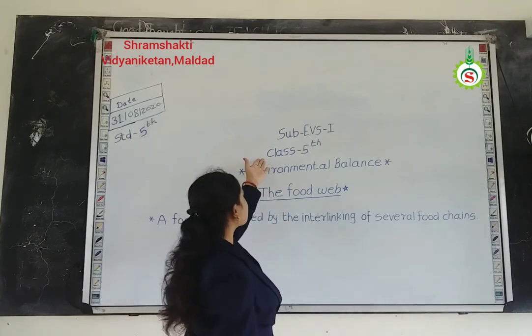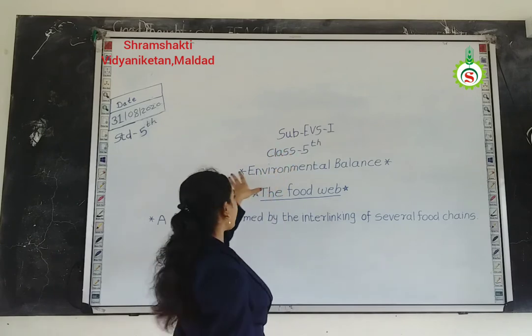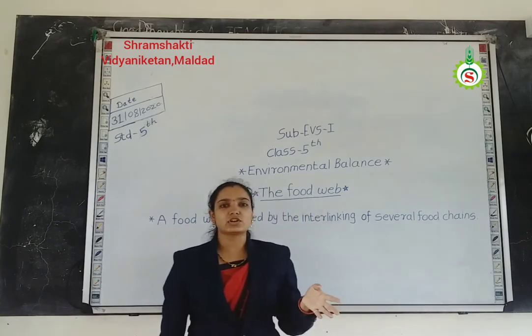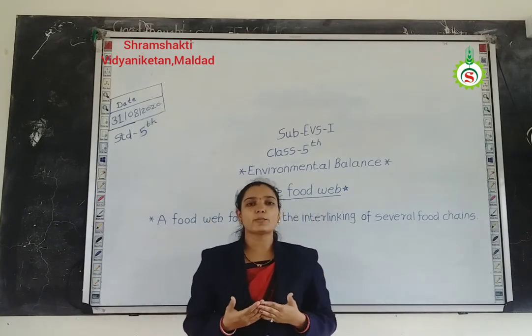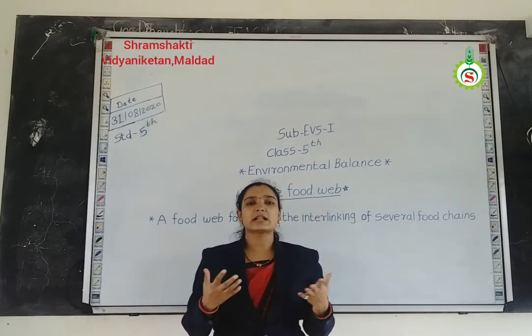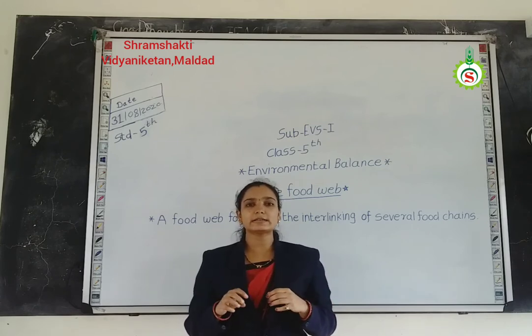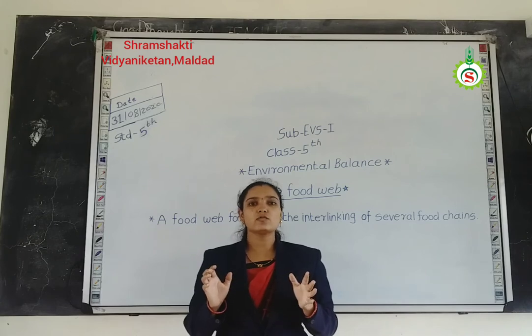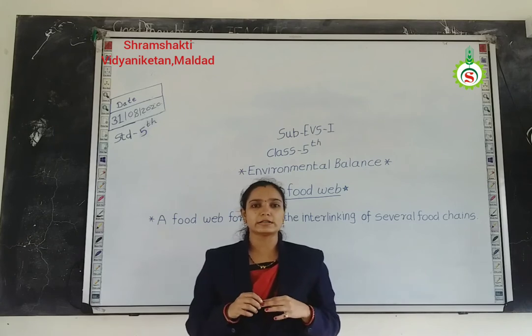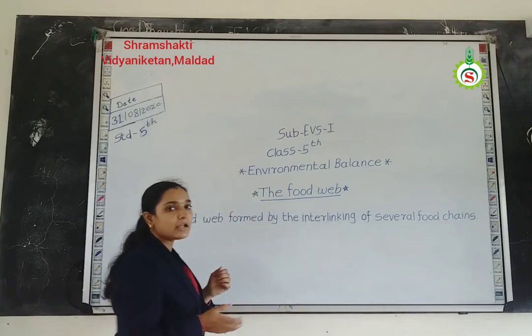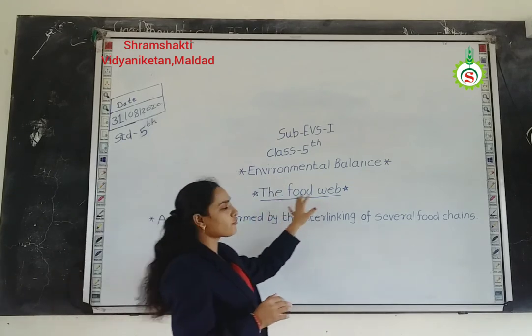Students, our 5th standard EVS first subject and chapter is Environmental Balance. In previous lectures, we learned what is meant by environment and which things are available in the environment, how living things and non-living things depend on each other. Also, we learned about biodiversity. So in this chapter, today we have to learn our next subtopic, the food web.